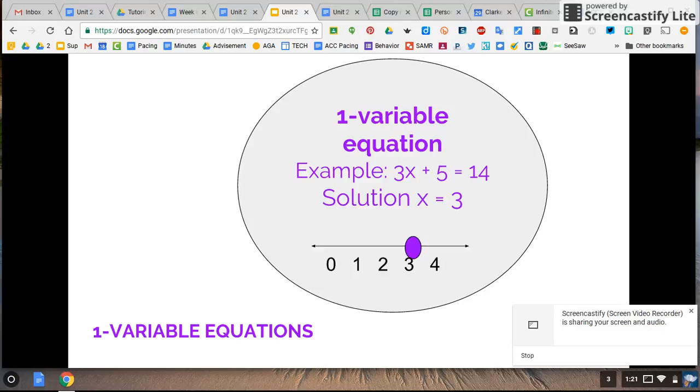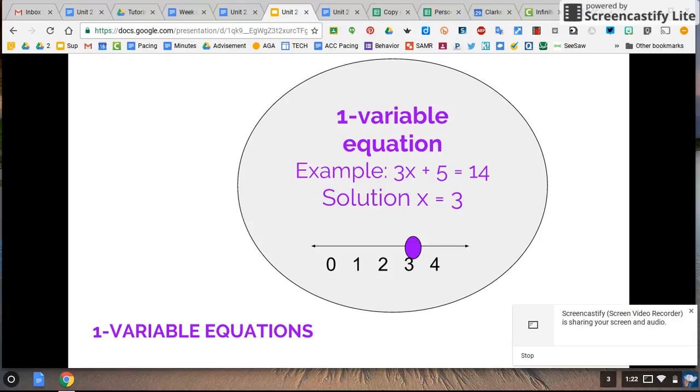All right, so the first is a one variable equation. Think of this as just your regular equation that you're used to solving. You started solving these in middle school. So an example would be 3x plus 5 equals 14. We would use the properties of operations to solve this equation by subtracting 5 and dividing by 3. Our solution then is x equals 3. It's a number. It's the one number that makes it true.